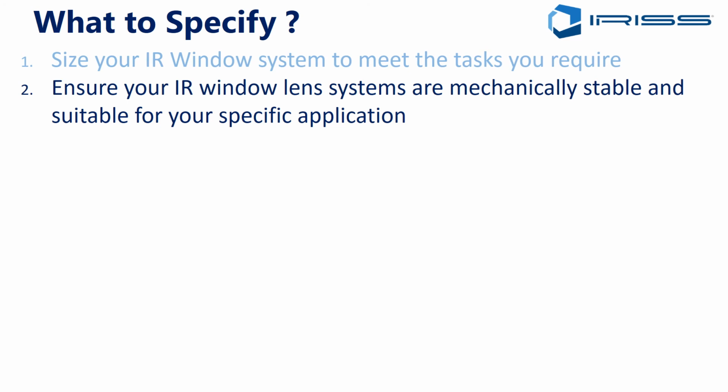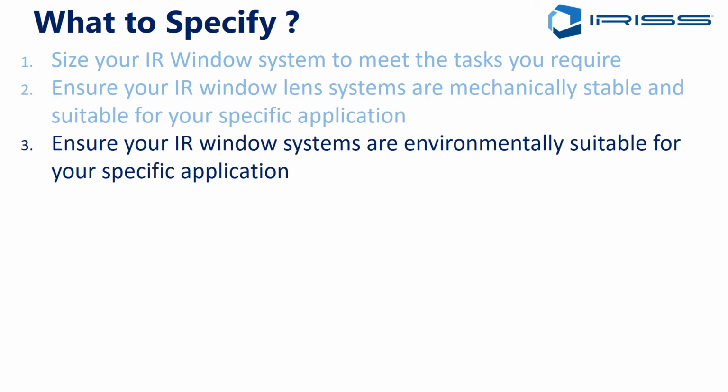Ensure your IR window lens systems are mechanically stable, and suitable for your environment. So if you're working in a heavy industrial environment, you want things that are impact resistant and can meet those requirements. The environmental suitability for the application is very important. If it's very humid or dusty or dank, or there's a lot of high frequency noise around you, make sure that your windows are environmentally suited.